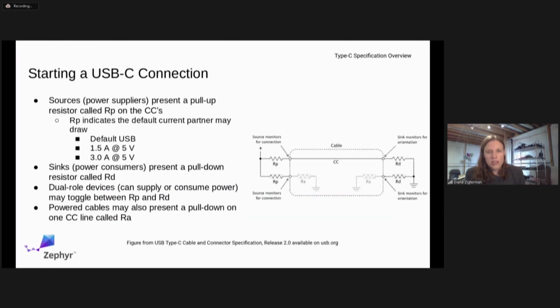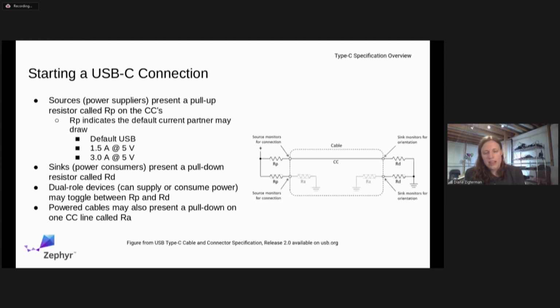So what does it look like when we actually do a plugin? If you're a source, you are going to have a pull up on the CC line called RP. The specific value and strength of RP is going to be your method of advertising your power supply to any sinks that connect. So you can advertise that you only do default USB power, 1.5 amps or 3 amps. So you can get up to 15 watts on a Type-C connection just through this advertisement of the resistor value alone at the beginning of the connection.